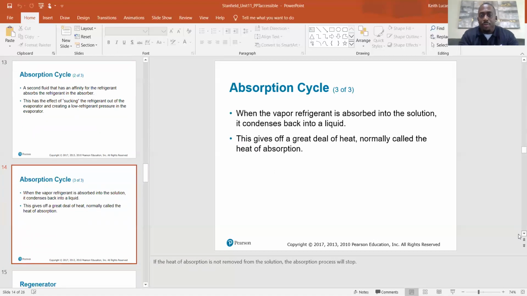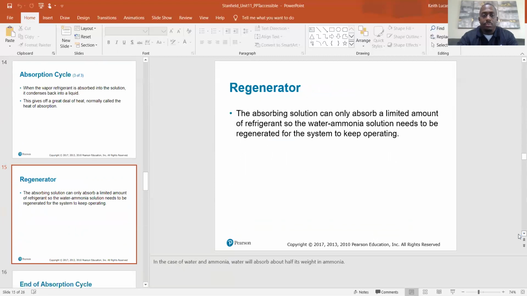When the vapor refrigerant is absorbed into the solution, it condenses back into a liquid. This gives off a great deal of heat, normally called the heat of absorption. If the heat of absorption is not removed from the solution, the absorption process will stop. Let's get rid of that.